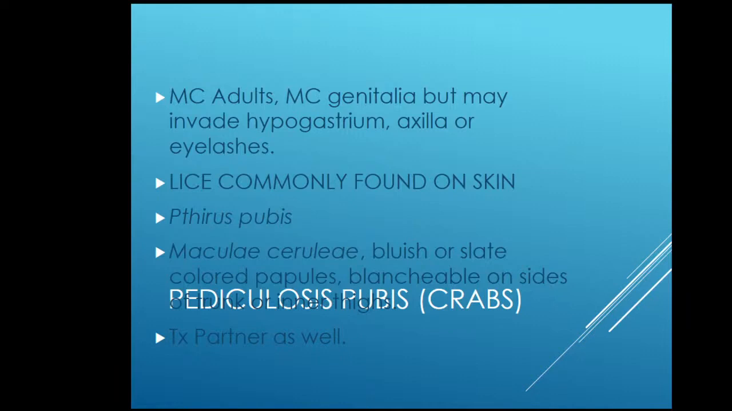Phthirus pubis, this is the crab louse. It is smaller than Pediculus head and body lice, and the size of the crab louse is near 1.5 millimeters. This parasite lives on hairs of the genitalia, eyelashes, eyebrows, mustache, and other parts of the body, but it doesn't live on hairs of the head. So all hairs except the head.